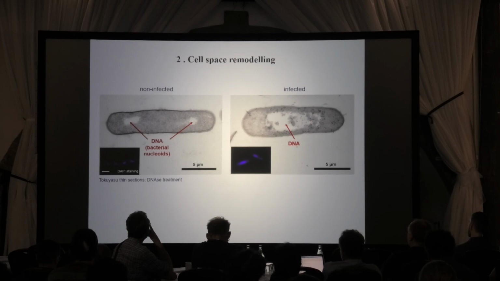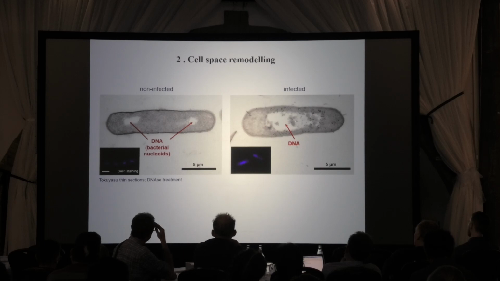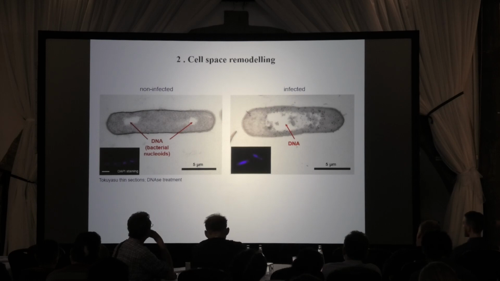So the experiment here is that we made thin sections, treated the thin sections with DNase, and we see where the DNA is because it was digested. So within 15 minutes of infection, this comes from here to this situation. So we are looking at total DNA. So I don't think it's a predator, but it's a mess. Anyway, and this is supported by just DAPI staining to make it more colorful.